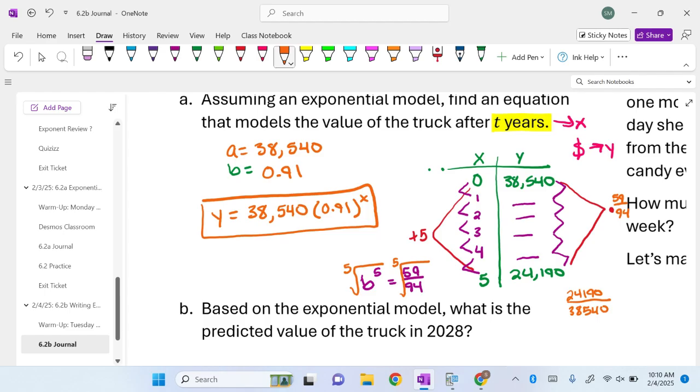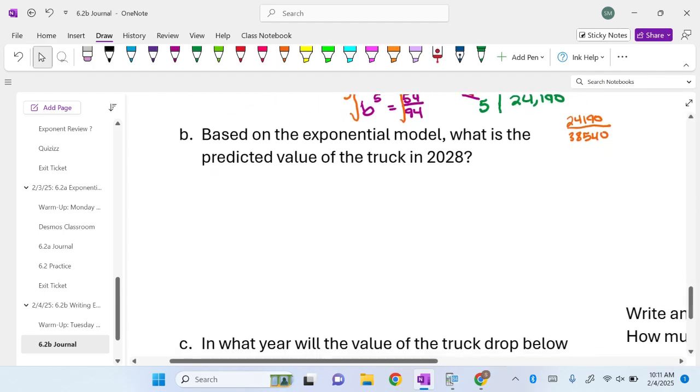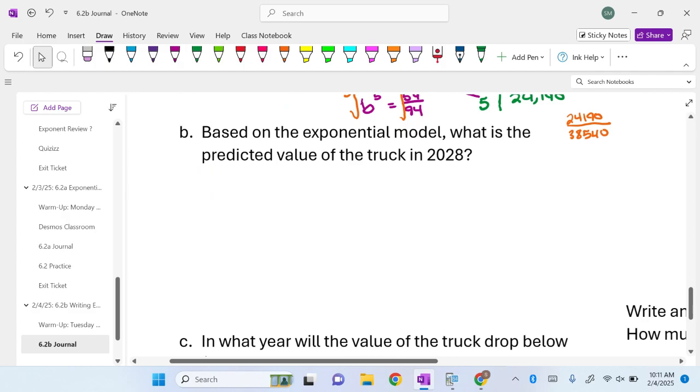Any questions on how to get that equation? So again, I will rarely give you something where you have to take a really big root, like a fifth root, sixth root, whatever. I only expect you guys to know how to take a square root and a cube root in this context. So you just need to know how to do those two and you'll be fine. That was kind of a one-off thing. Now, let's answer some more questions.